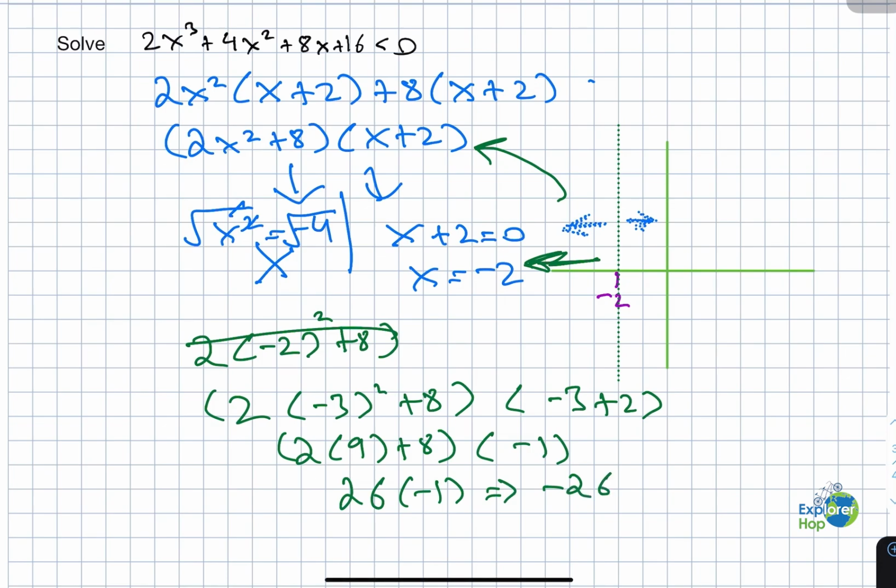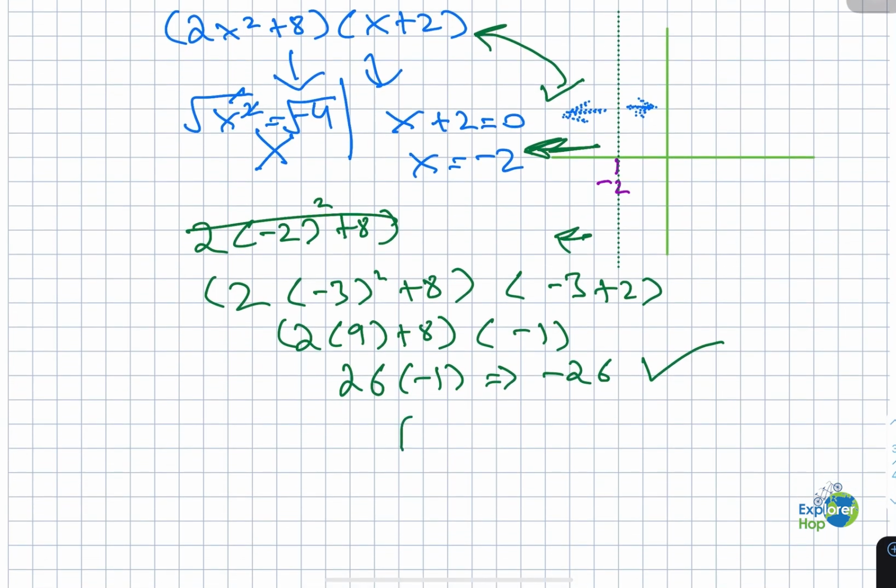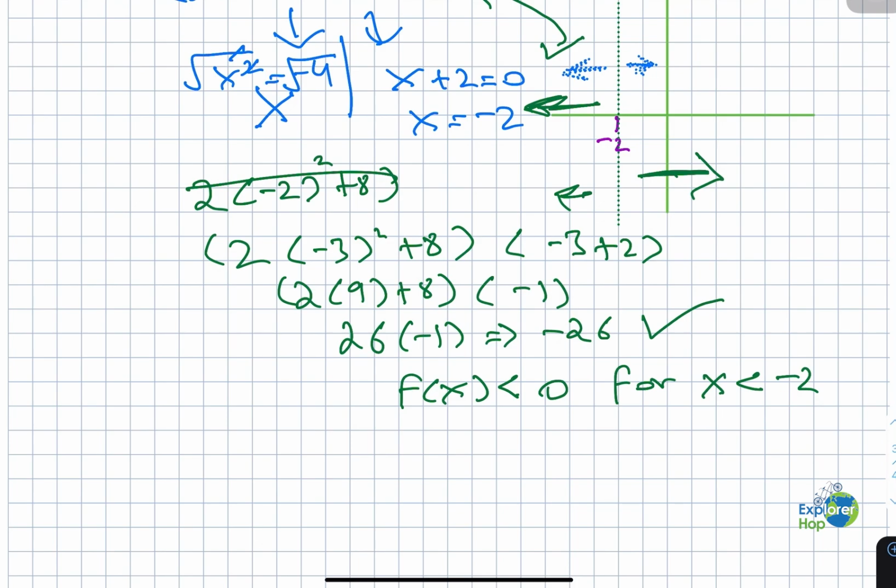Which is less than 0. So this is fine. We get a negative number, so f(x) is less than 0 here. f(x) is less than 0 for x less than -2. Now let's try out the other side, when x is greater than -2.